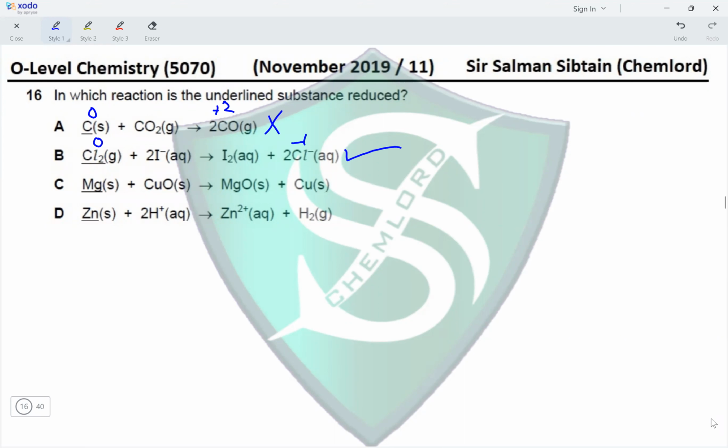In C, we've got magnesium with a charge of 0, forming MgO with a charge of +2. This is oxidation. And in D, we've got zinc with a charge of 0, forming Zn2+ ion with a charge of +2, making it oxidation. So the correct answer for this question is option B.